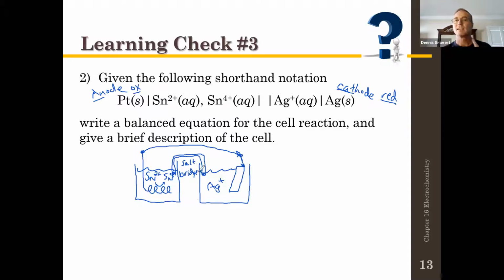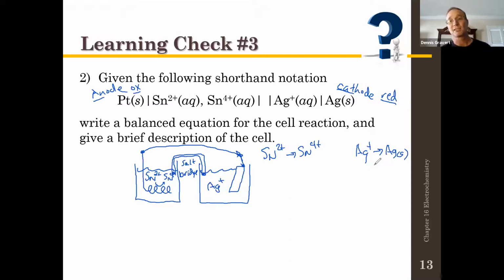Cool. You didn't have to do that, but it helps me. Maybe it'll help you. If you want to get through the question faster, just realize it's the anode and platinum's not a reagent. It starts with Sn. So to balance the equation, let's do it here. Sn2+ is turning into Sn4+. That's what's happening on the anode side. On the cathode side, it's Ag+ becoming solid Ag.